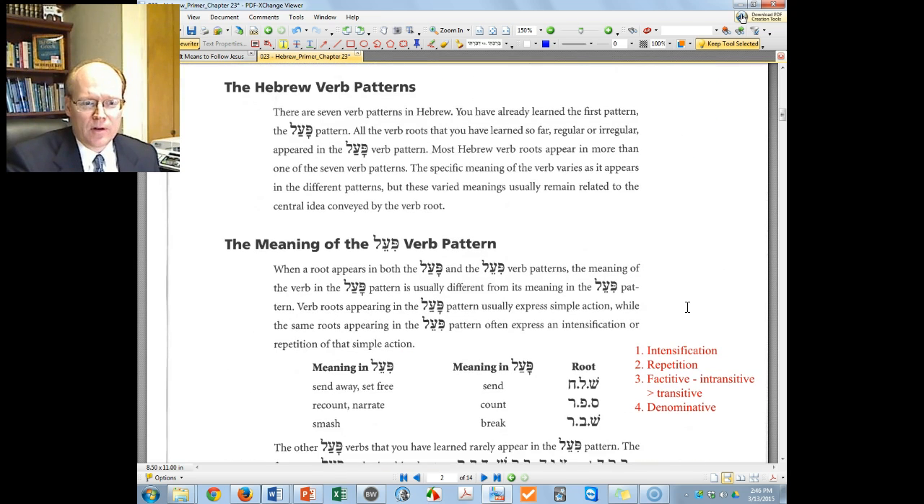Now, starting here, the textbook talks about the 7 verb patterns that occur in Hebrew. And I want to call to your attention the X chart, which is a part of the Brain Honey materials that you're provided for this week. And we're going to look at that right now and review that chart.